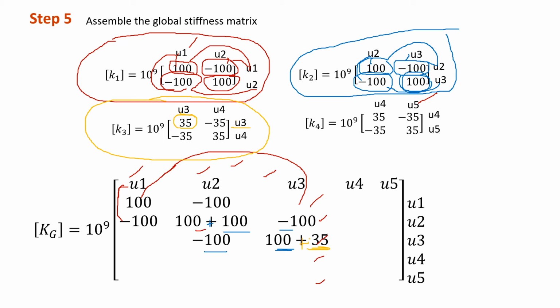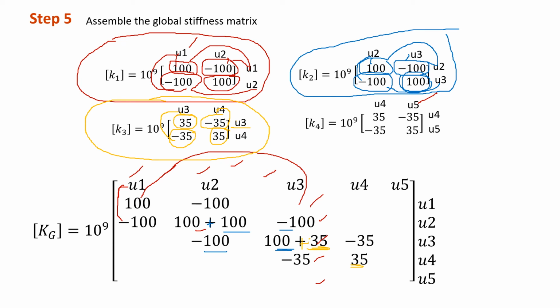At U3, U3, and then followed by U3, U4, U4, U3, and U4, U4. You should end with U4, U4. If you replace the values, you should have this value.